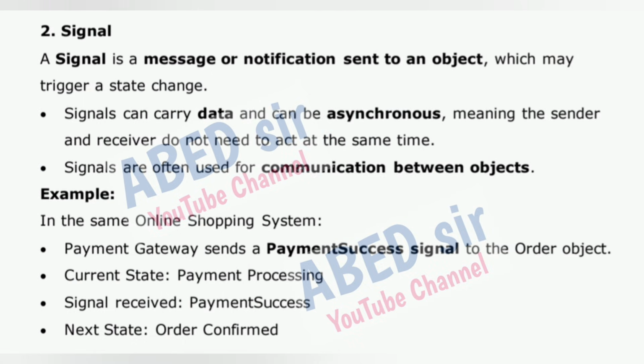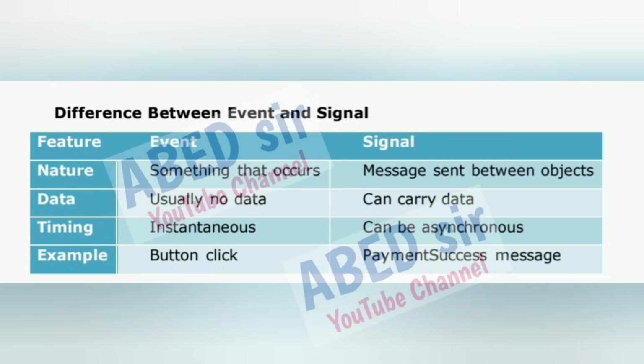2. Signal. A signal is a message or notification sent to an object, which may trigger a state change. Signals can carry data and can be asynchronous, meaning the sender and receiver do not need to act at the same time. Signals are often used for communication between objects. Example: in the same online shopping system, the payment gateway sends a payment success signal to the order object. Current state: payment processing. Signal received: payment success. Next state: order confirmed.